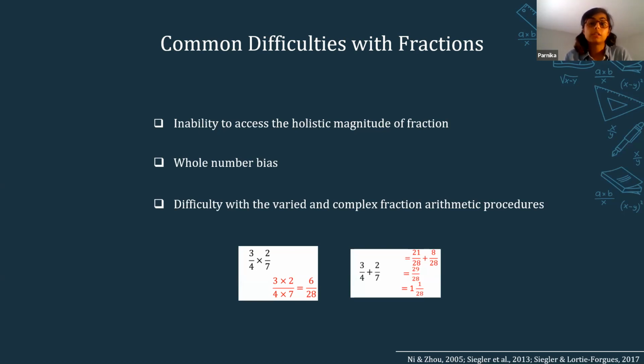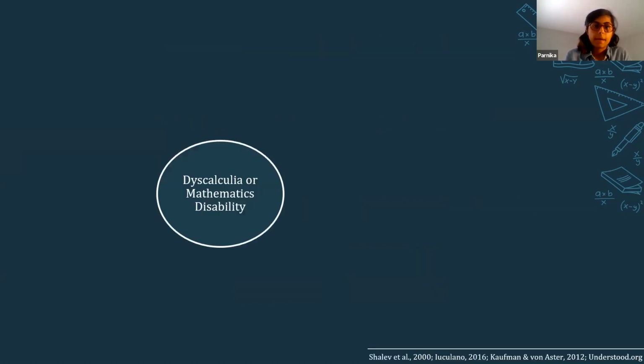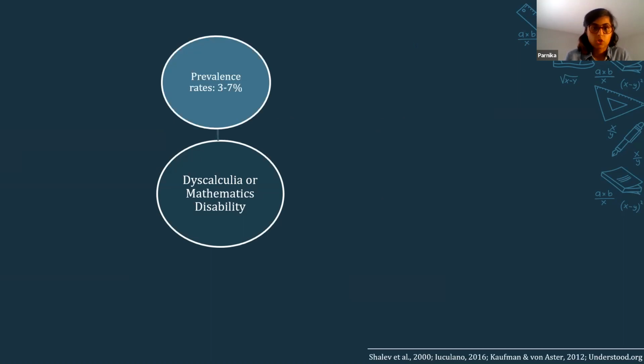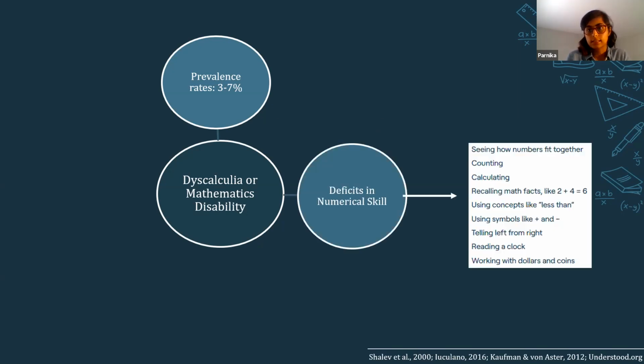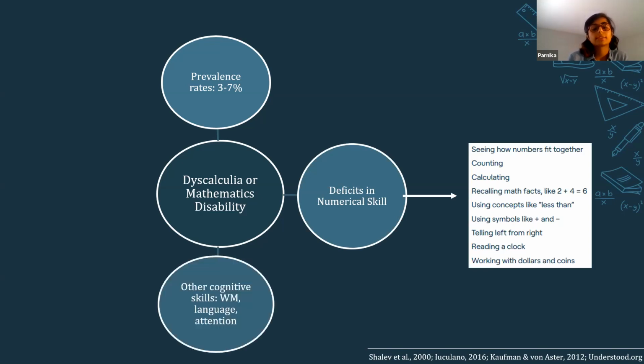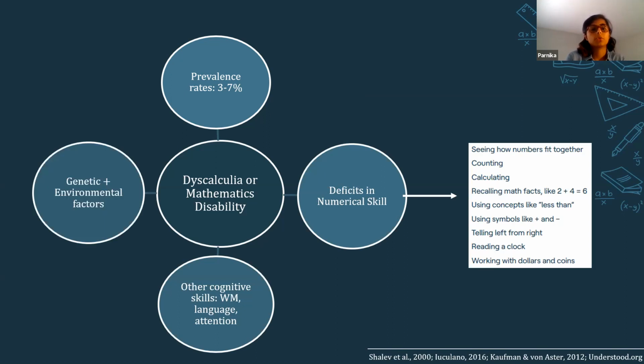And so while difficulties have been found in typically achieving individuals, fractions might be even more difficult to process for adults as well as children with mathematics disabilities. Mathematics disability or dyscalculia has been shown to be prevalent among 3 to 7% of school-going children, and it is a basic deficit in the numerical skills such as counting, calculations, and recalling mathematical facts. It has also been shown to have some other difficulties, such as in working memory, language, and attention, making it a heterogeneous disorder, and has been shown to be attributable to both genetic as well as environmental factors.